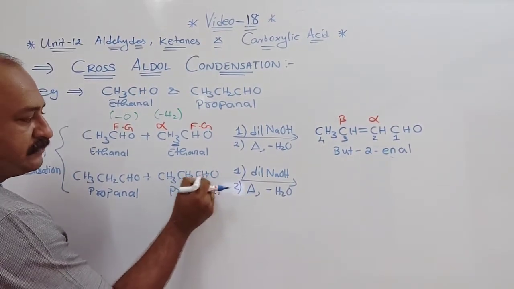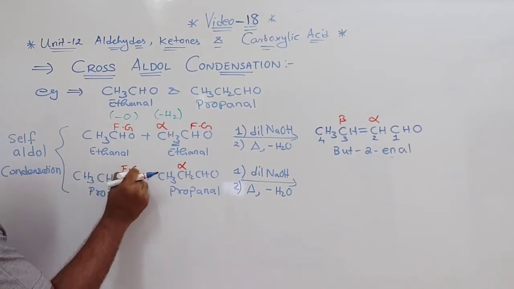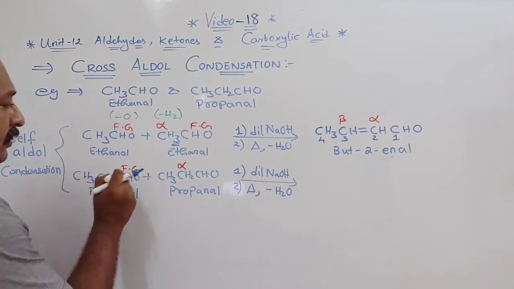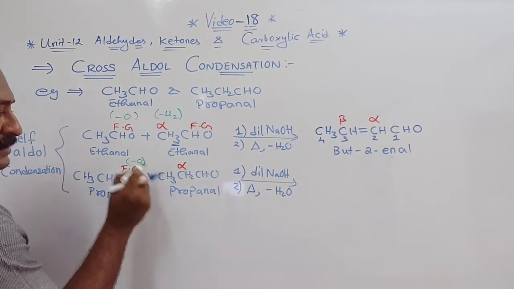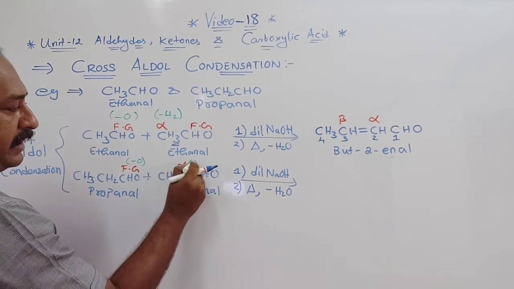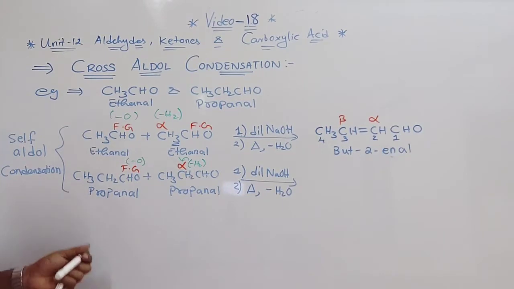What is this? This is the functional group. Next to the functional group is the alpha carbon. So from here what will we remove? I will remove oxygen from the functional group, and from the alpha carbon I will remove hydrogen. Understood? So what will be formed?